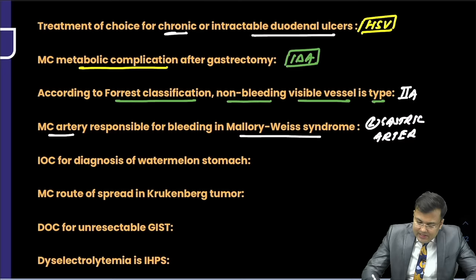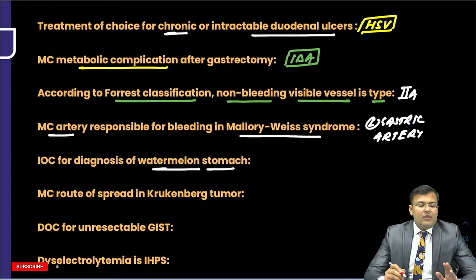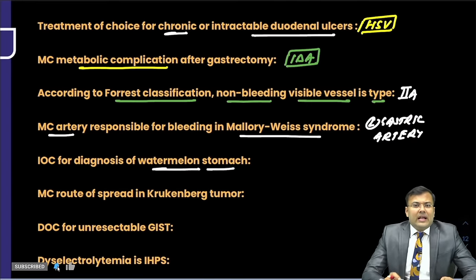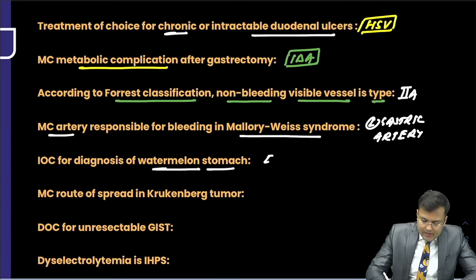Next, investigation of choice for diagnosis of watermelon stomach, which is also known as GAVE, gastric antral vascular ectasia. Very good, very good. Endoscopy plus biopsy. Very good. It is endoscopy plus biopsy.